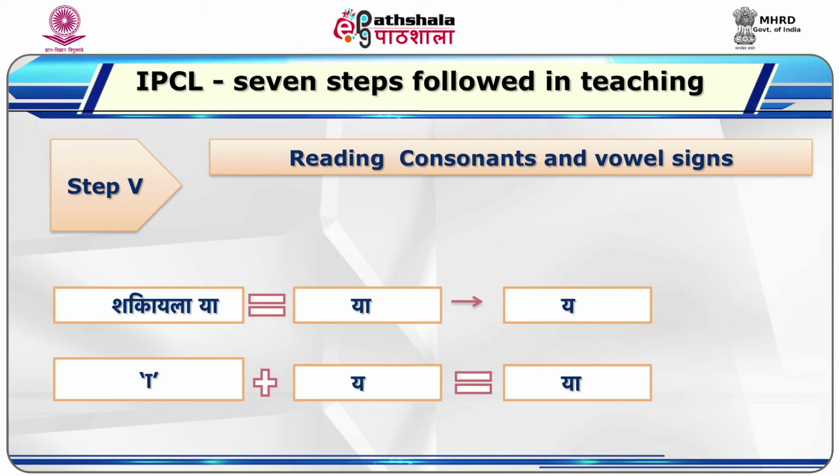The first lesson says "Ya". "Ya" means come. "Shikaila ya", come for learning. The learners are then asked to point out the word "ya" and the teacher explains the original alphabet in it. Then the vowel sign is introduced to them. The teacher shows them how the letter changes when joined with the vowel.